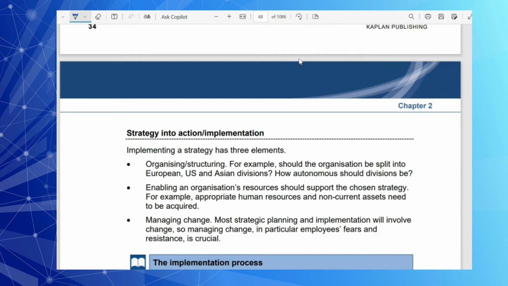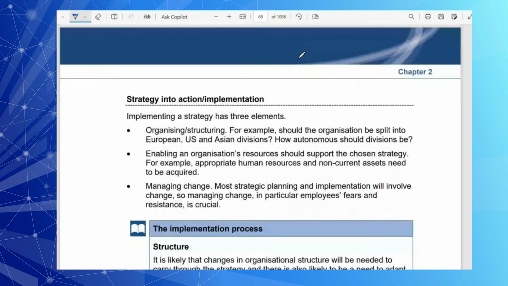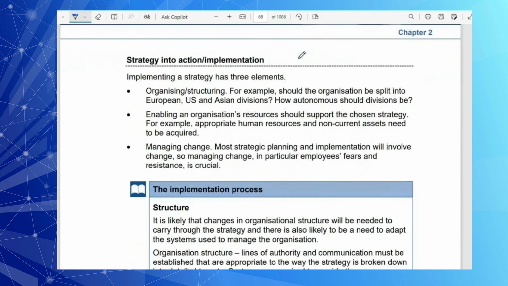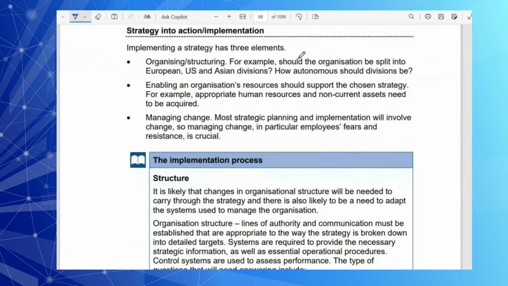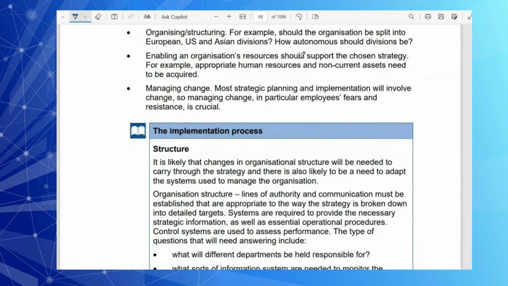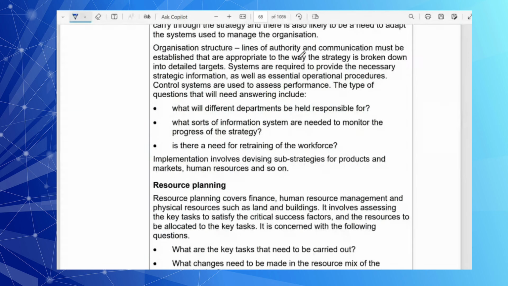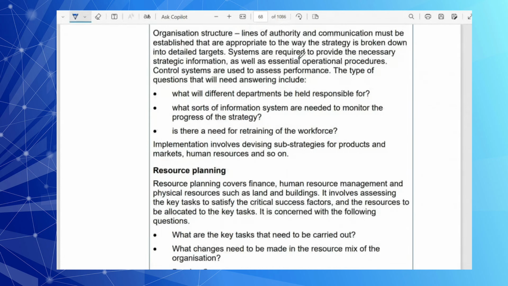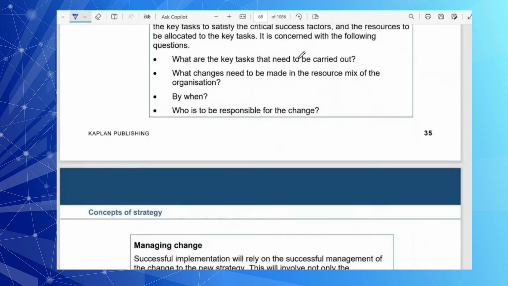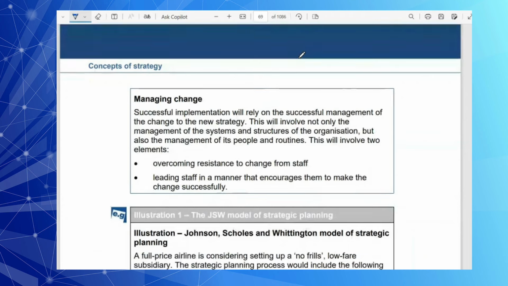Okay, students, now we go through this JCW model of strategic planning. So this illustration will explain the complete concept of how the Johnson, Scholes and Whittington model of strategic planning happens. The full price airline is considering setting up a no frills, low fare subsidiary. The strategic planning process would include the following.